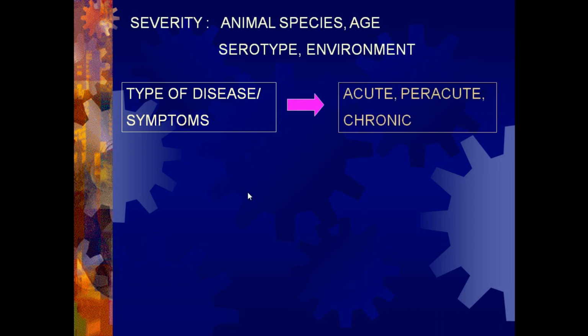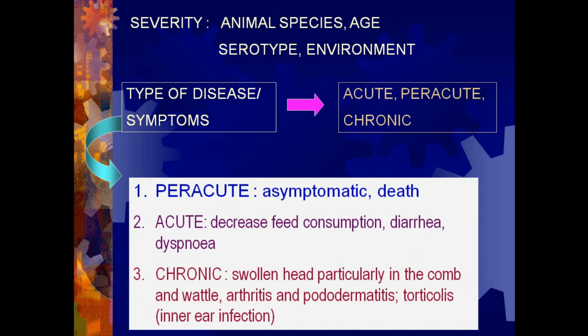Okay. The symptoms can be per-acute, acute, or chronic. Per-acute, it is asymptomatic, but the animal suddenly died. Or acute, in acute there is diarrhea, dyspnea, or decreased feed consumption. And in the chronic cases of pasteurellosis, there will be many lesions.